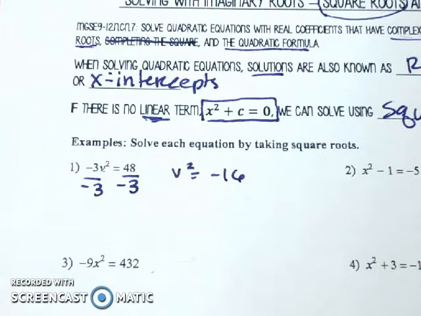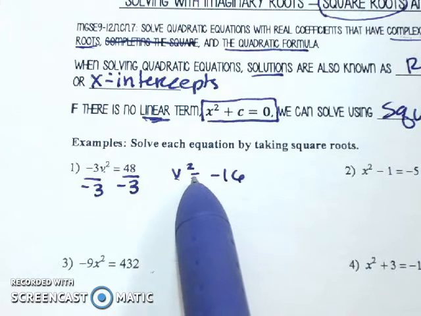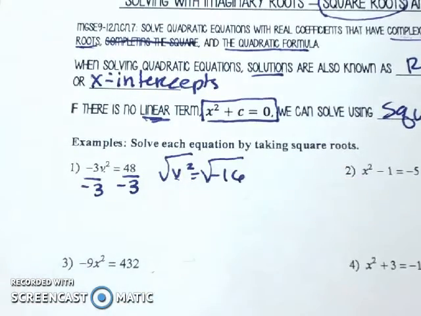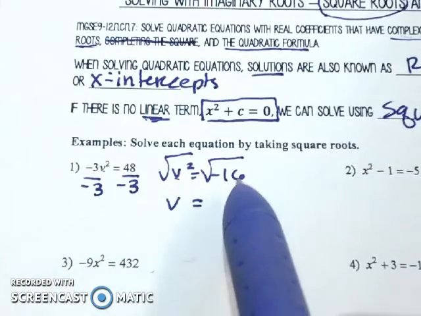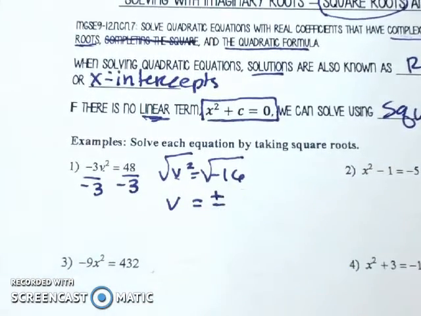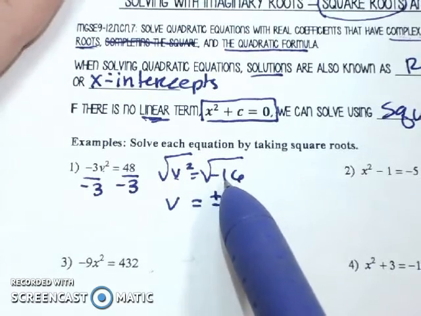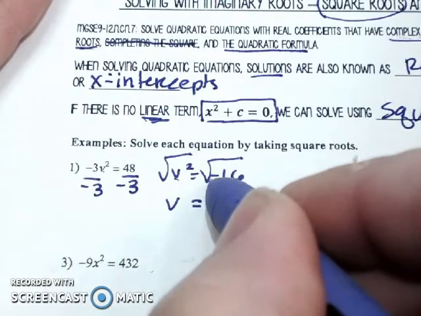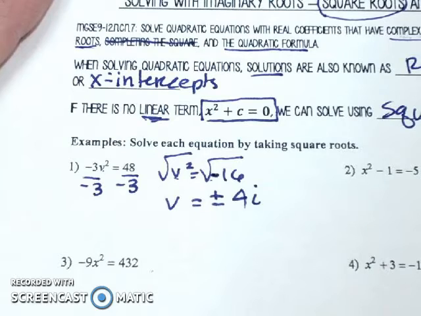And now it's set up where I've got the quadratic term on one side and the constant on the other. The inverse operation for squaring a term is to take the square root. So if I take the square root of v squared, that gives me v. When we're doing solutions, we've got to remember this plus or minus part, because you can get a positive answer, you can get a negative answer. And the square root of -16, because it's got that negative in there, we know we're going to have an imaginary answer. So the square root of 16 is 4. And the square root of -1 is i. So my answer is plus or minus 4i.